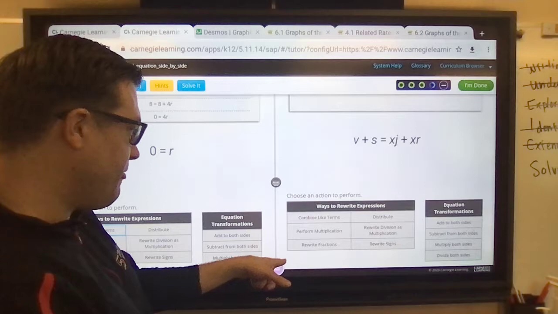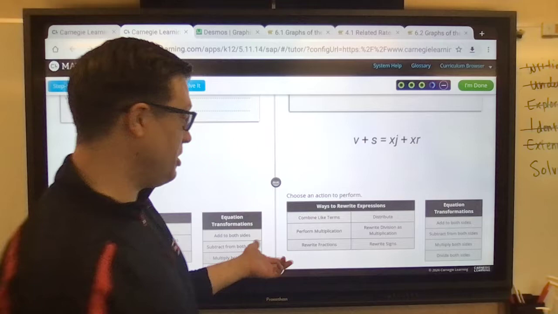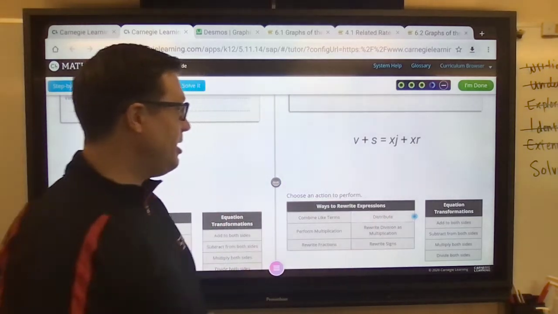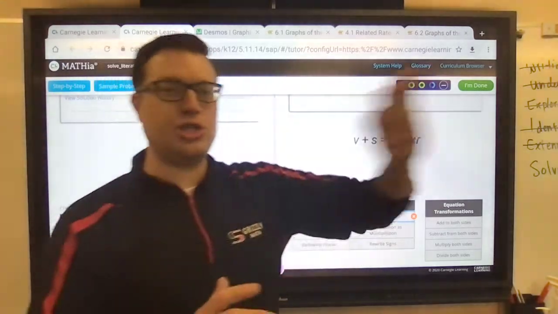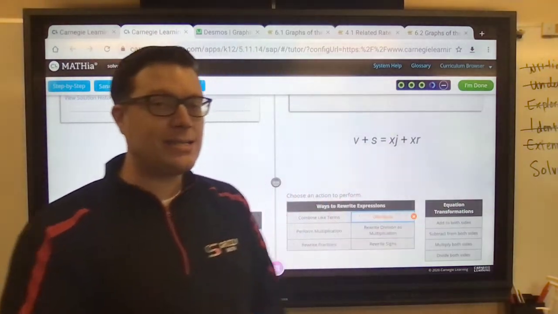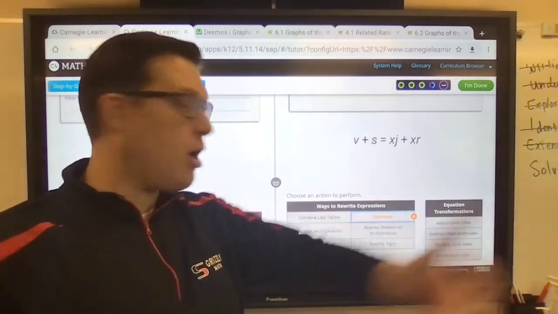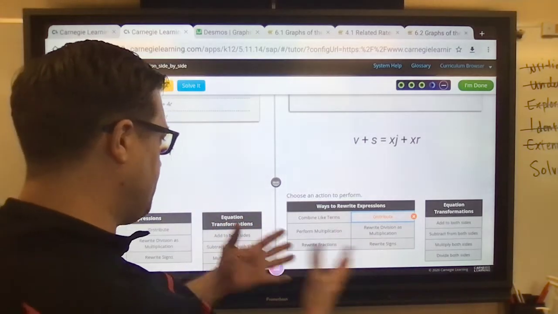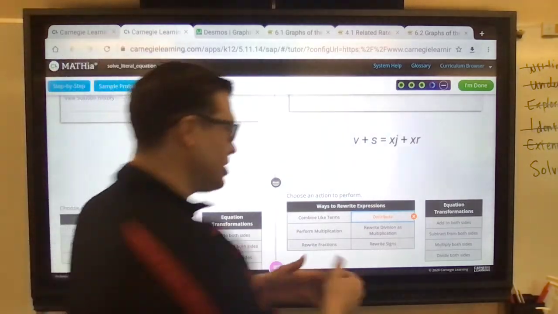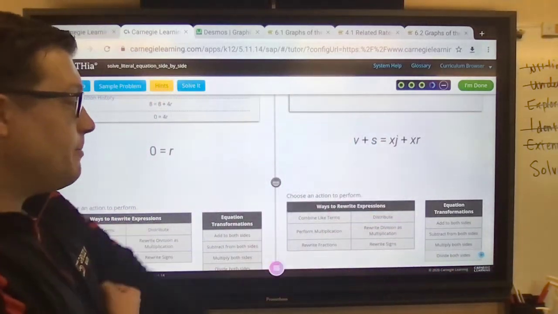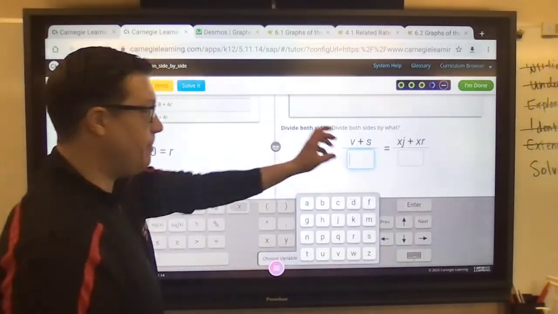I see rewrite fractions, combine like terms, distribute. I'm not sure exactly which one I want to perform because maybe it's distribute, no. I want to say factor. I would factor j away from x, I would factor r away from x, and then that would leave me with a factor x and a factor of j plus r. So one of them says factor. None of them say factor. I'm going to try to divide both sides, and then I'm going to put j plus r. There it is. I'm going to put j plus r in the box underneath.